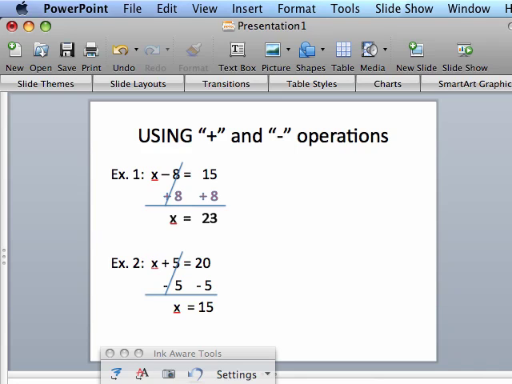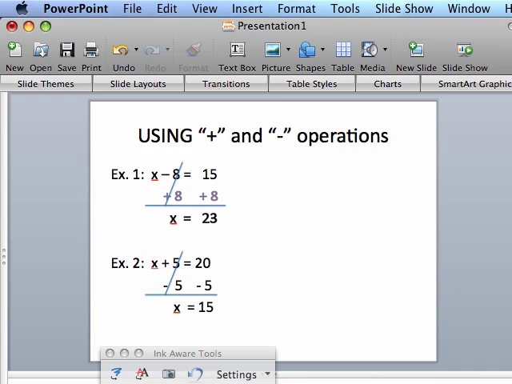We find our variable. We see the integer that is next to the variable is subtracting 8. So we think of opposite. So opposite of subtraction is addition. So we add 8 to both sides of the equation. Now we do that to both sides because we are trying to balance out the equation and isolate the variable. So the negative 8 and then the positive 8 cancel out. So we're left with x equals 15 plus 8, which gives us 23.